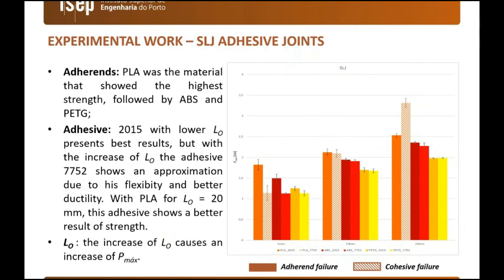For the single lap joint, in terms of adherence, the PLA shows the highest strength joint, followed by the ABS and PETG. Regarding the adhesive, the 2015 with lower overlap length gives the best result, but as we increase the overlap length, the 7752 approximates the former adhesive because of its ductility. In terms of overlap length, its increase always causes an increase of maximum load, since the failures were mainly cohesive in the adhesive.